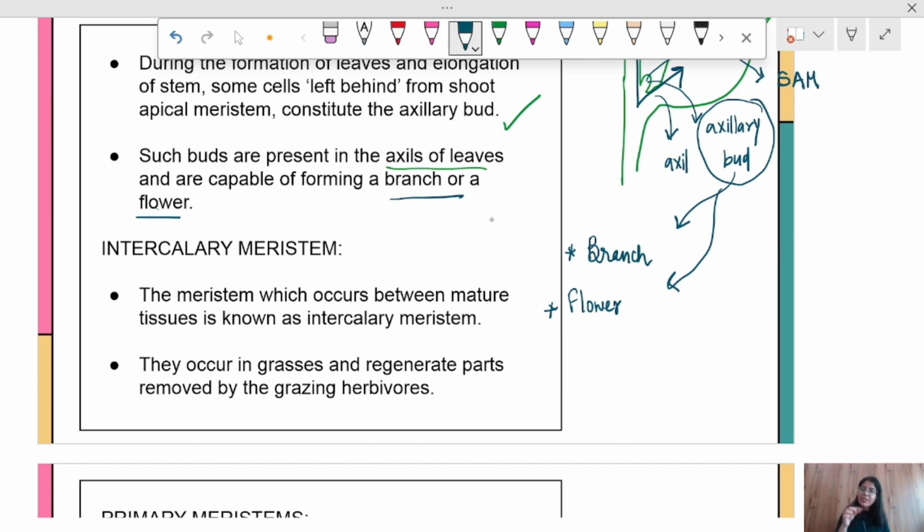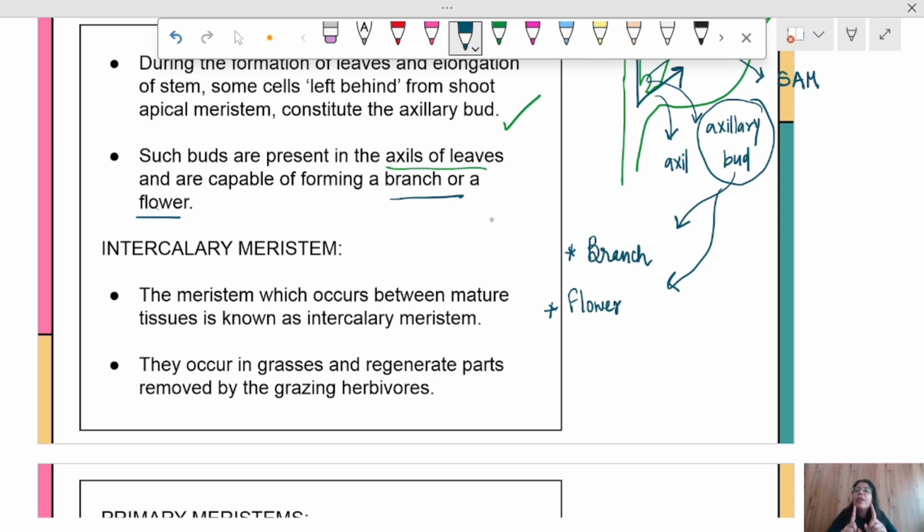Intercalary meristem is derived from shoot apical meristem, so it will act like shoot apical meristem and regenerate the lost part. So a very important role of intercalary meristem is that it is present in between the mature tissues. It is dividing, present in between the permanent tissue. That's why it is called intercalary. Intercalary means sandwiched in between, right? In between the mature tissues. And what is its work?